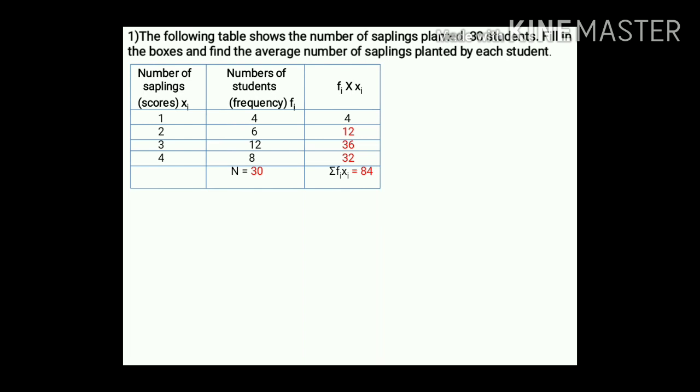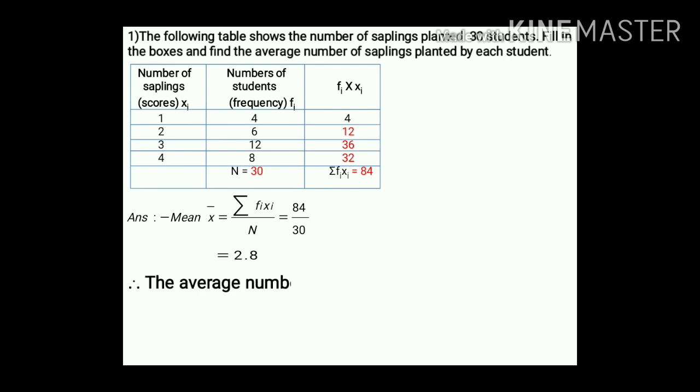Now, children, at the last, summation fi xi equals 84. We have to do the total of fi xi. Okay. Now the mean, children. Mean equals summation fi xi upon n. Here, what do we get? Summation fi xi is 84 and n we got 30. These two numbers we have to divide. We get 2.8, that is the mean. Therefore, the average number of saplings planted is 2.8.